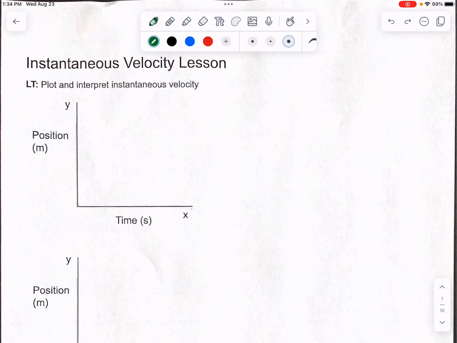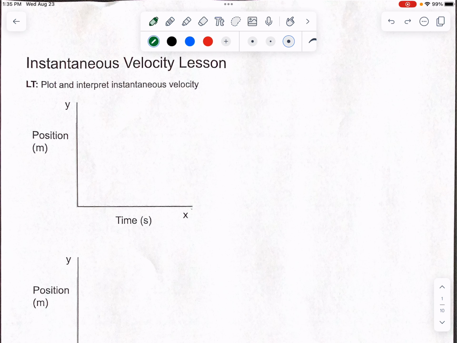All right, so this video is going to go over pages 27 through 30. This is going to be a relatively quick lesson, because we're just going to talk a little bit about instantaneous velocity. Instantaneous velocity means you have something like non-uniform motion going on. So we have speeding up, slowing down, so it's just not constant.